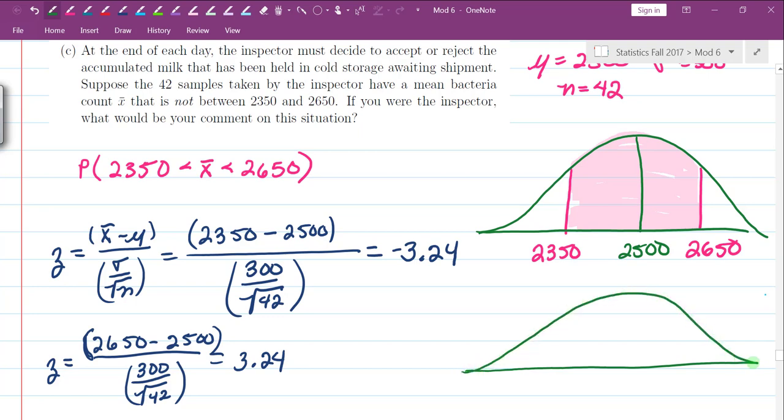And on the left-hand side, we're going to have negative 3.24. On our right-hand side, we're going to have a positive 3.24. And we're going to highlight. Okay, I'm going to continue with the same pattern solving this.